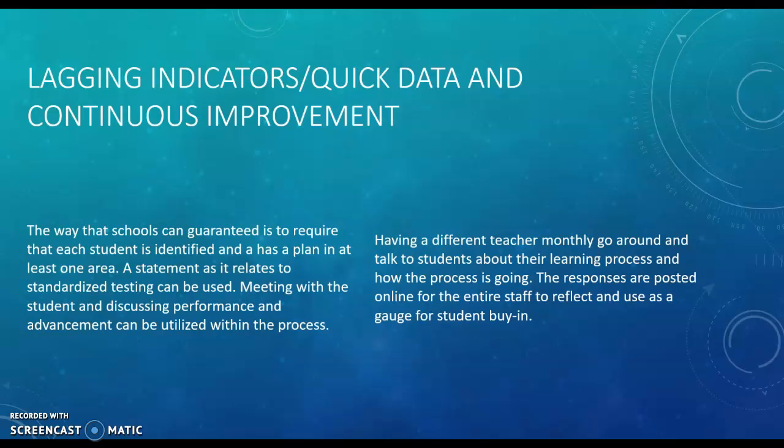Lagging indicators, quick data, and continuous improvement. The way that schools can guarantee is to require that each student is identified and has a plan in at least one area. A statement as it relates to standardized testing can be used. Meeting with the student and discussing performance and advancement can be utilized within the process.